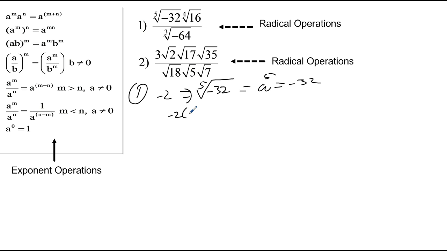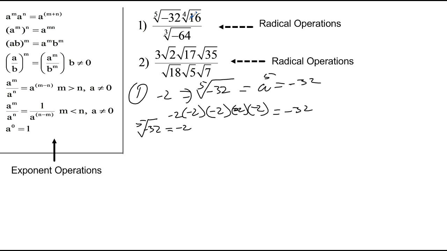Well, that's minus 2 times minus 2 times minus 2 times minus 2 times minus 2. That's 5 of them: 1, 2, 3, 4, 5. 2 times 2 is 4. 2 times 4 is 8. 2 times 8 is 16. 2 times 16 is 32. Minus times minus is a plus, times a minus is a minus, times a minus is a plus, times a minus is a minus. That's minus 32. So the fifth root of minus 32 is equal to minus 2.